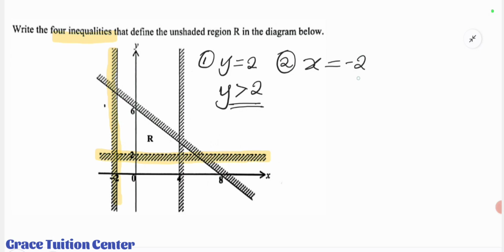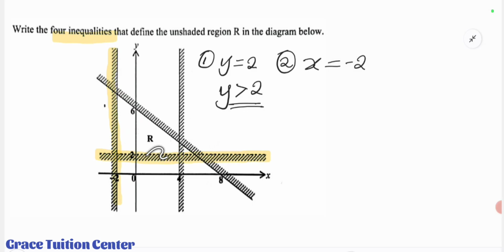Wait a minute. How do we change this equation into an inequality? It's very simple. We just look at our region R. Is it on the right side or on the left side of the line? We can agree that this thing is on the right side, right? It's on the right side of this line.